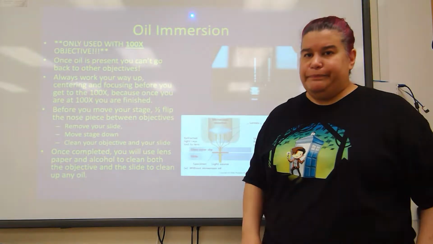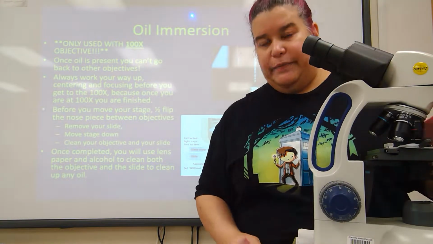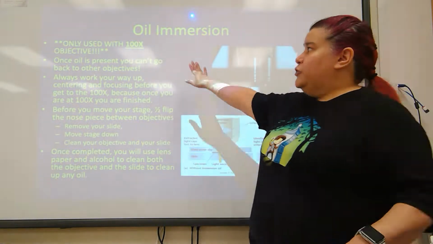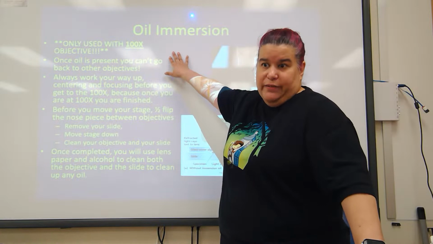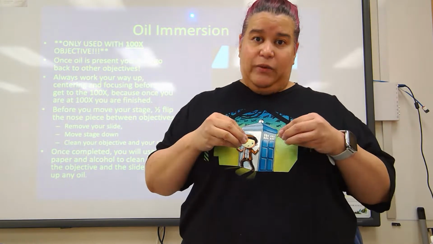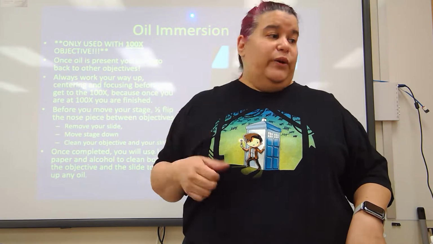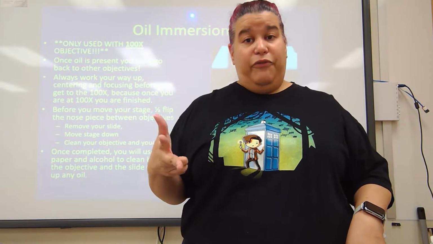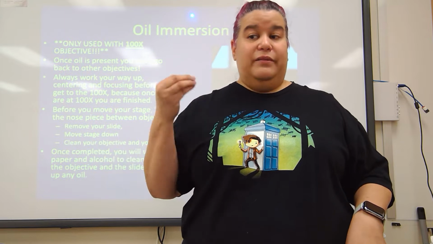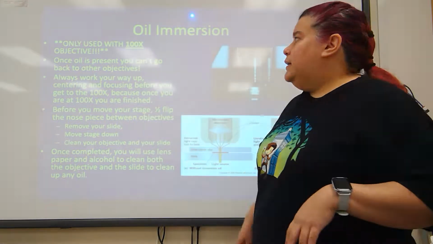Now, oil immersion. Remember, I said that the 100x objective is only used in certain situations. So oil immersion is only used with the 100x objective. The 100x objective is sealed so that when you put oil down, it will not go up into the objective. If you use oil with the 40 or the 10 or the 4, you're going to ruin the objective, okay? Because they are not built sealed so that oil can't get under them.